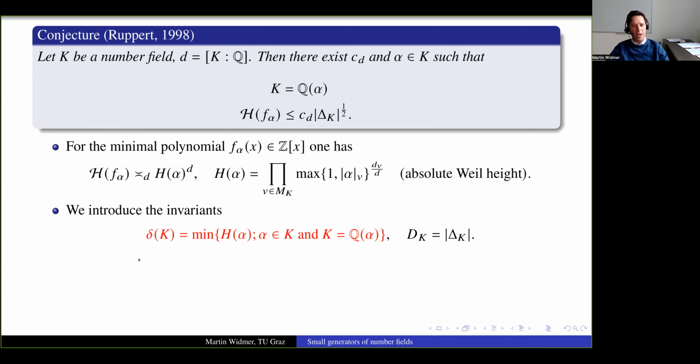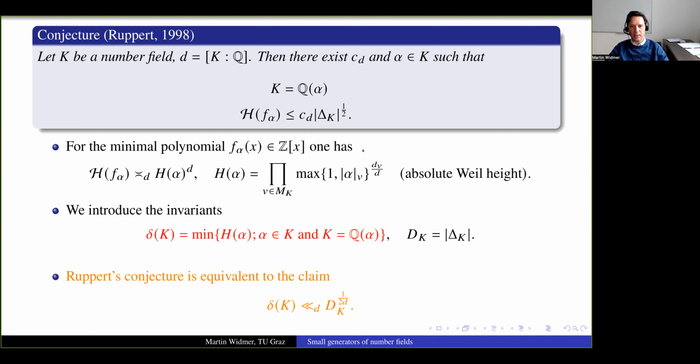Okay, so now it's going to be quite handy to introduce an invariant delta of K. This is going to be the most important invariant of this talk. It's simply the smallest absolute Weil height, to be more precise, of an element that generates the field K over Q. And we're going to write D_K for the modulus of the discriminant of the field. With these quantities at hand, we can reformulate Ruppert's conjecture. It's simply the claim that the delta invariant is bounded from above by D_K to the 1 over 2d, up to some factor depending only on d.